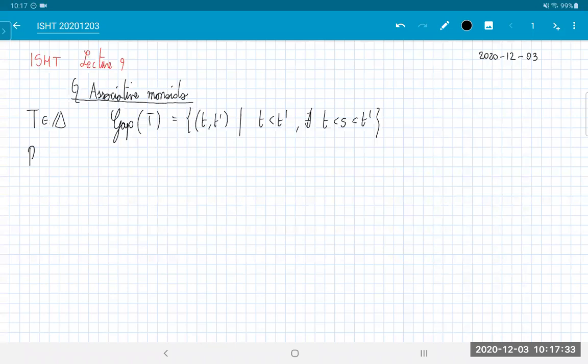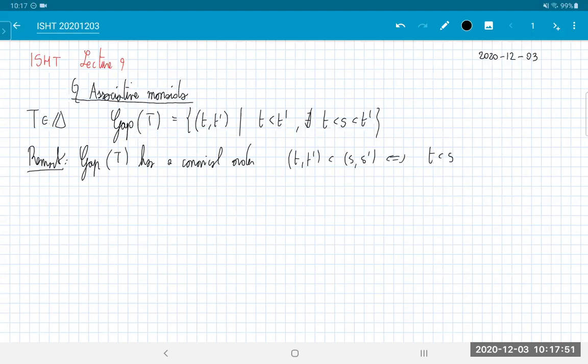And let me put a remark that was implicit in what I said last time, but I forgot to say: gap T has a canonical order. So we have (T, T prime) is less than (S, S prime) essentially if T is less than S. And the way you should think of this is, suppose T is, I don't know, this set here, gap is really the set of the minus, the lesser-equal sign in this thing, and it has clearly a canonical order. Seeing the gaps between objects, that's where the name is coming from.